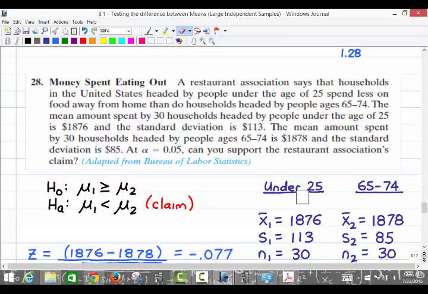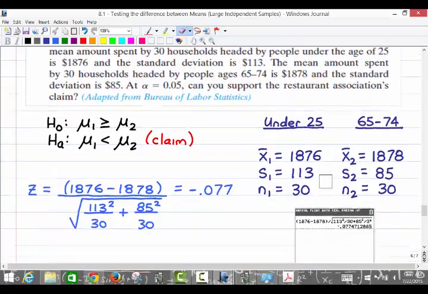So over here to the right, I wrote all the data for the under 25. Let's see how we did. 1876 is their mean amount spent. 113 is the standard deviation, and there were 30 in that group. Group 2, also 30. They spend 1878. Standard deviation is 85. And alpha equals 0.05. Can you support the Restaurant Association's claim?